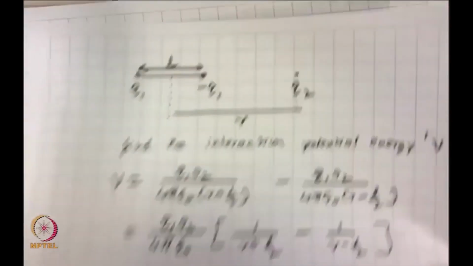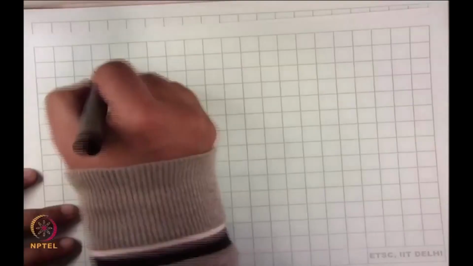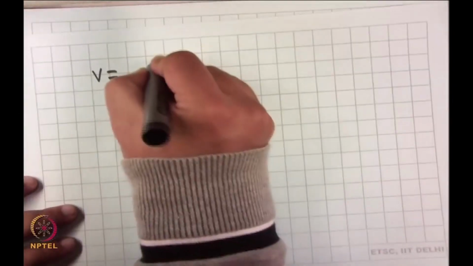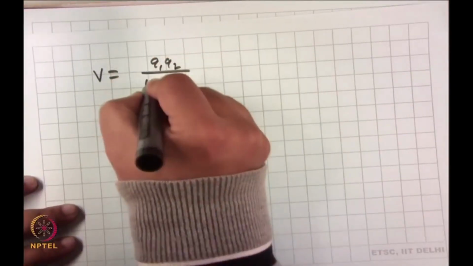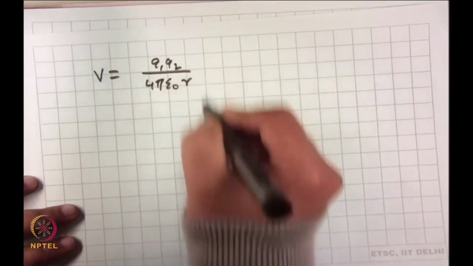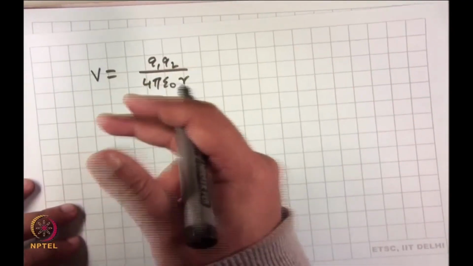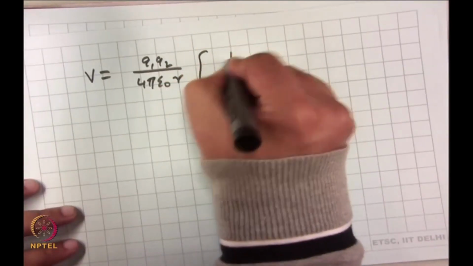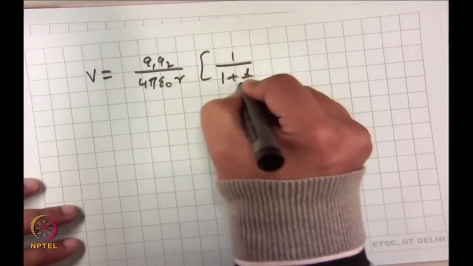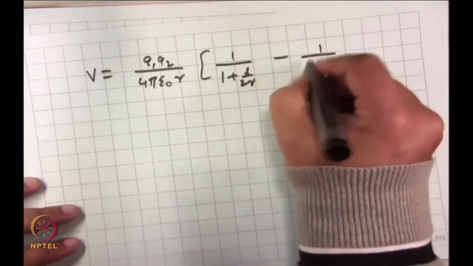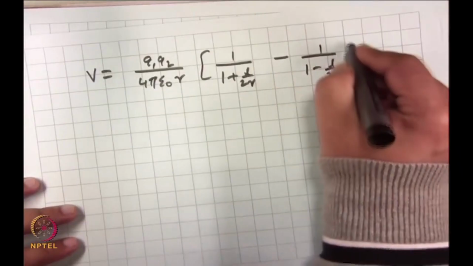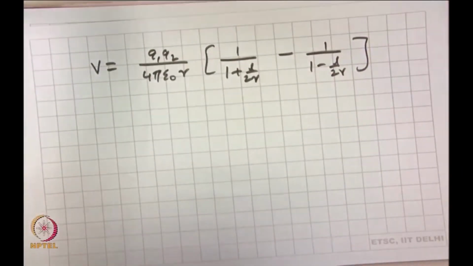Now once I have this, I will make another approximation. Then V is equal to Q1 Q2 by 4 pi epsilon 0 R. I will take an R common out of the brackets, then I will write it as 1 by 1 plus L by 2R minus 1 by 1 minus L by 2R. Is everybody okay with this? Right? I just took an R common from the denominator, that is what I did. I soon realized why I did that.